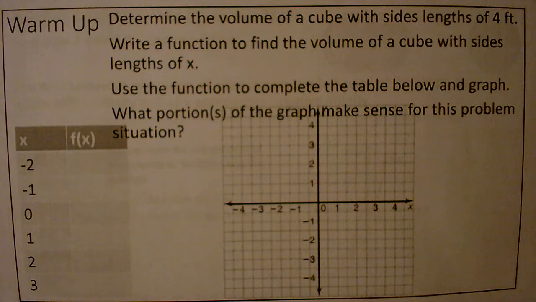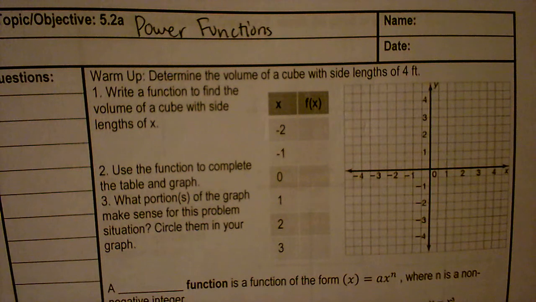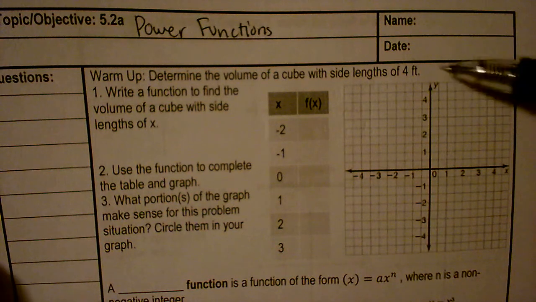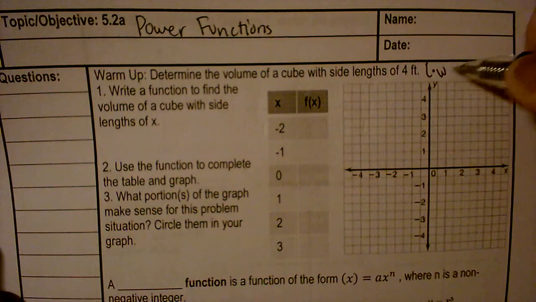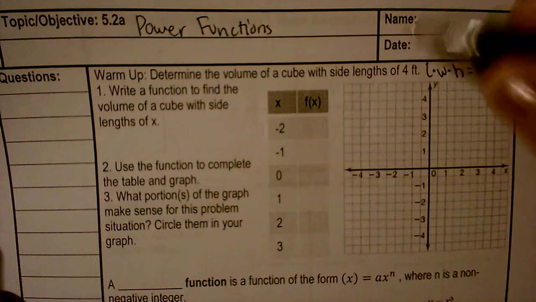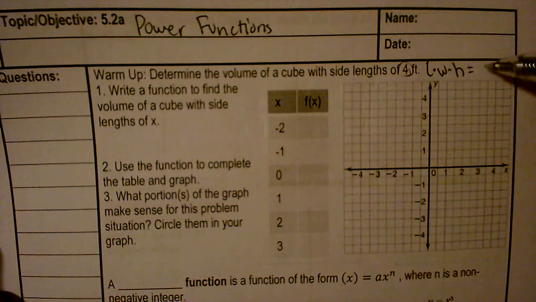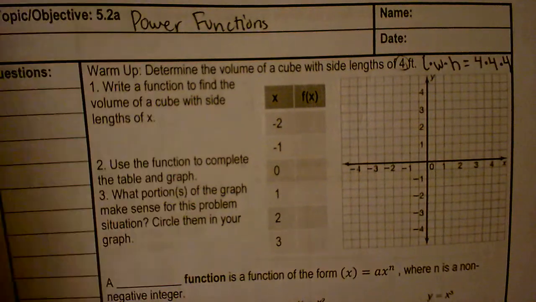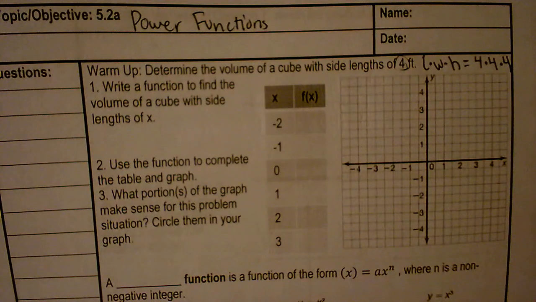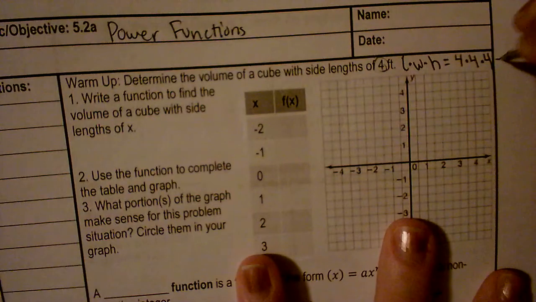Go ahead and pause the video, take some time to do that warm-up, please. Okay, here we go, going over that warm-up. So the first question was to determine the volume of a cube with side lengths of 4. As we talked about yesterday, volume is length times width times height. Though for a cube, those are all the same, so it'll be 4 times 4 times 4, which is 64. So the volume of our cube is 64.